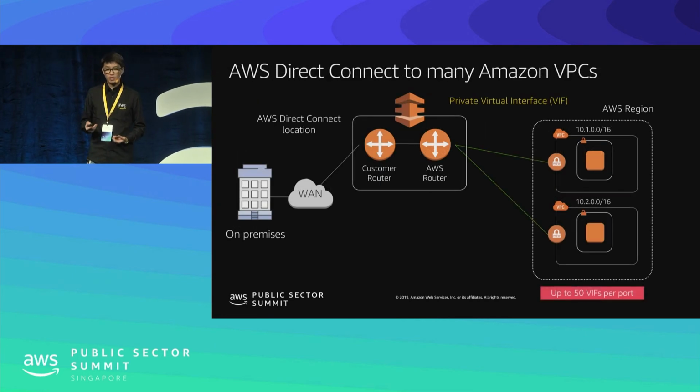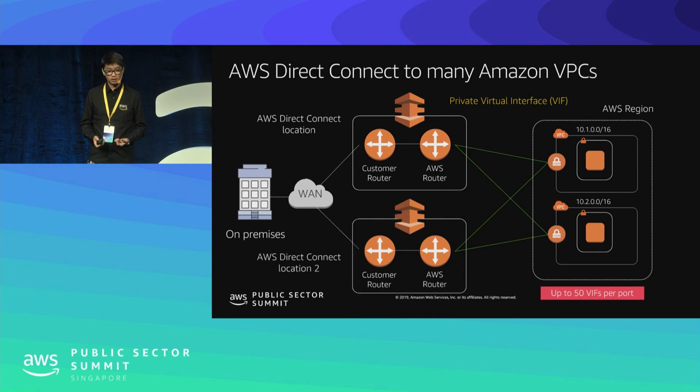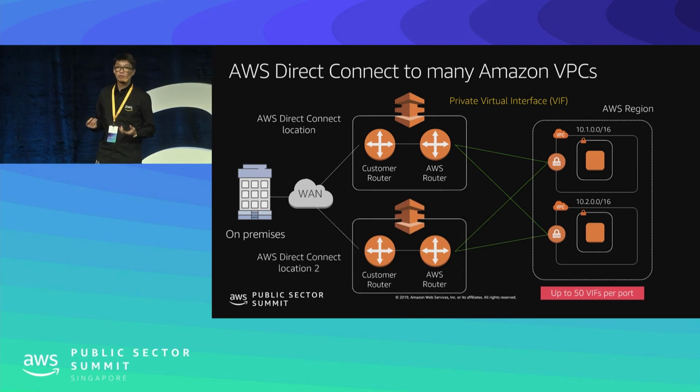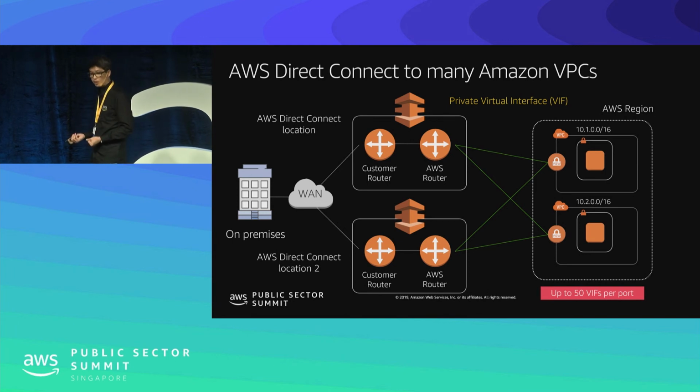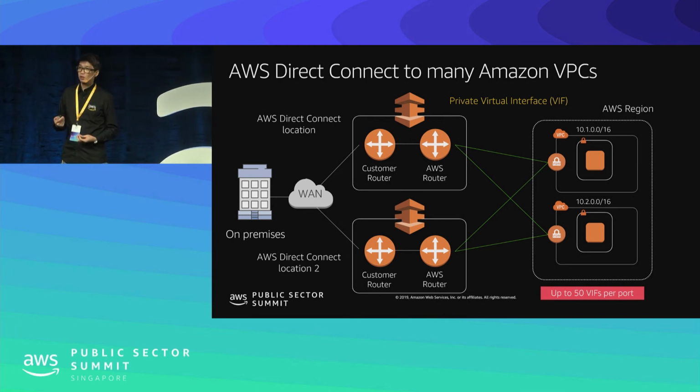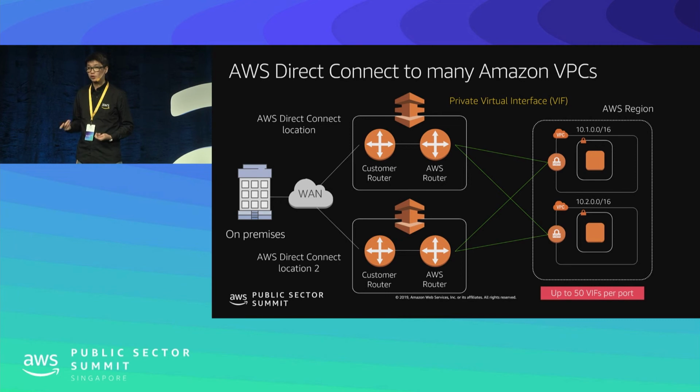So how to connect to many VPCs for Direct Connect? Basically, for redundancy purposes, you want to have two different lines going to different Direct Connect co-locations. With that, you create a private virtual interface such that you're able to see the VPCs that you're connected to through VGW.